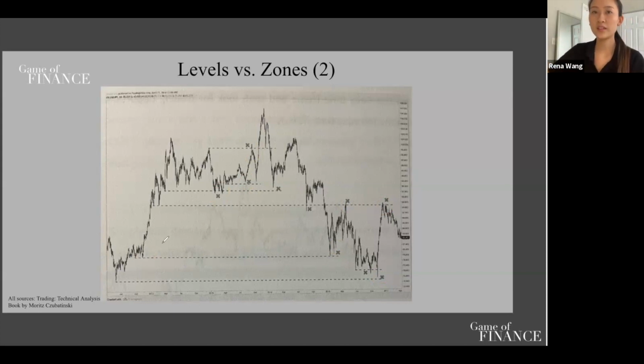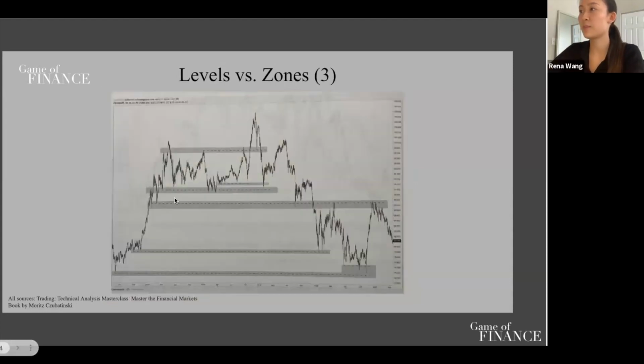So this image shows that... the next one. This image is a better demonstration of what happens when we draw the zones. It shows that traders are better advised to mark the support and resistance area using zones to increase the value of the concepts. So it expands your margin of error, basically.